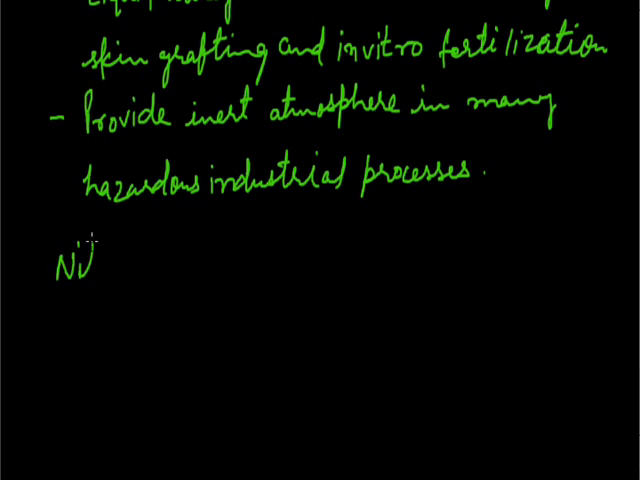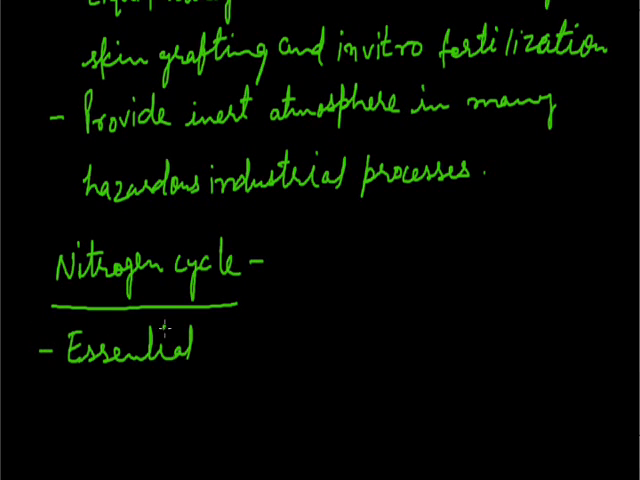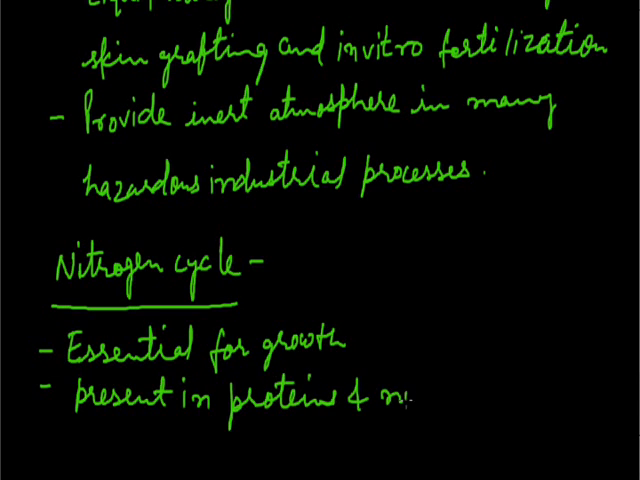Nitrogen cycle. Nitrogen is essential for growth. It is present in proteins and nucleic acids. So it forms an important part of biogeochemical cycles. Actually, the nitrogen cycle is a global cycle in which nitrogen atoms are cycled between various forms of life, atmosphere and soil by a series of interlinked chemical changes.